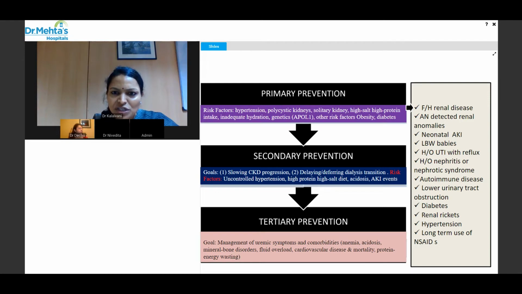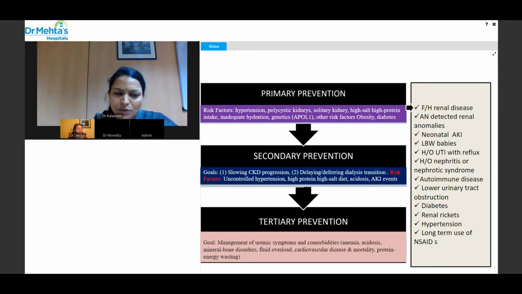For primary prevention, you need to identify the high-risk children. Who are the high-risk children? Children who have a family history of renal disease, antenatally detected renal anomalies, neonatal AKI, or low birth weight, because they have a very low nephron number. Also those with a history of UTI with reflux, any child with a history of nephritic or nephrotic syndrome, renal rickets, hypertension, and prolonged use of NSAIDs. All these children are in high-risk categories, and they need to undergo regular screening.